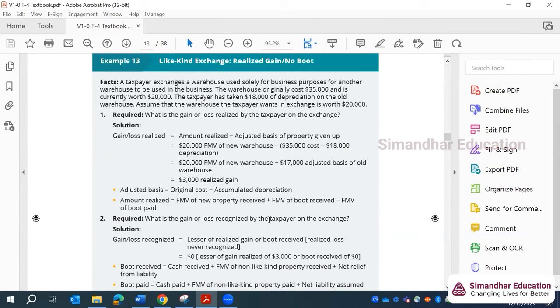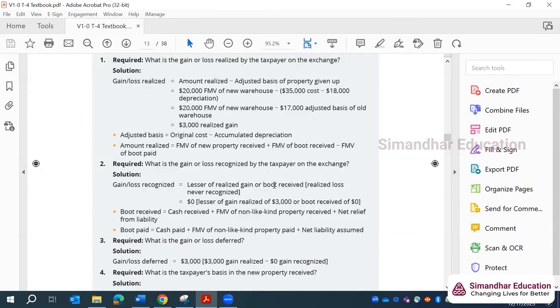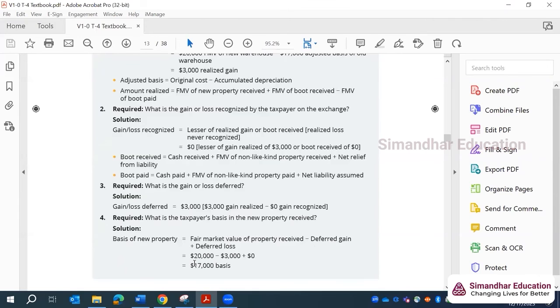So now if I have to defer this $3,000, how am I going to defer it? I'm going to adjust the basis of the new property. So the new property basis is $20,000. What will I do to this $20,000? I'm going to reduce the basis by $3,000, which is my deferred gain. And I'm going to book the basis of my new property as $17,000. So what is happening here? You are reducing the basis of the new property.